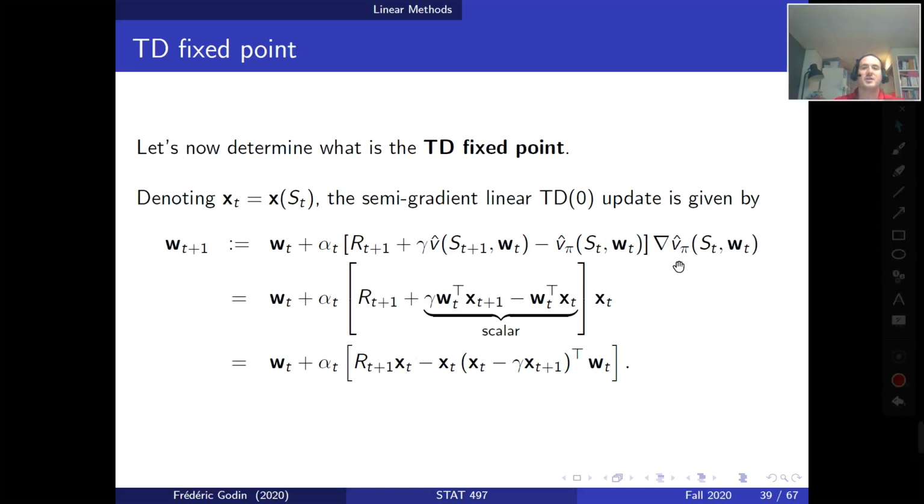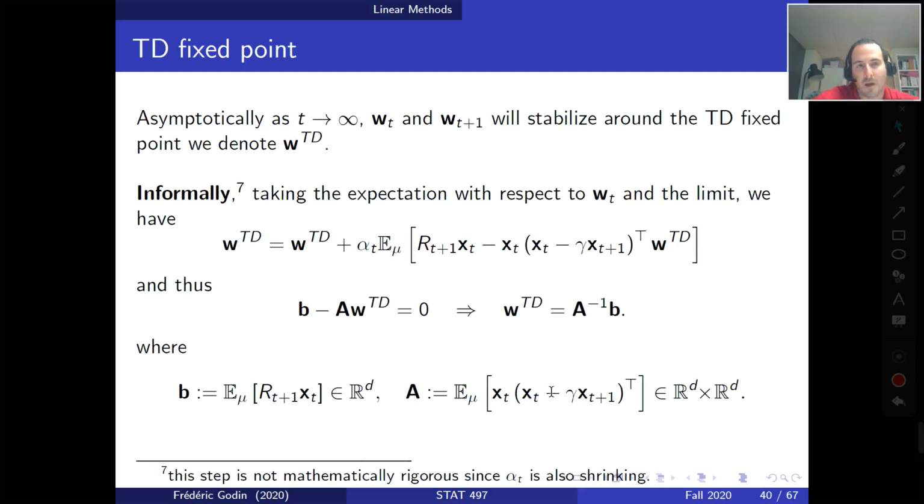Okay, so this is just reformulating the semi-gradient update rule when we use a linear approximation for the value function. So what happens is, if we do have convergence, eventually the W t's should stabilize around some given value. And we said that the point towards which the approach converges, if it does converge, is called the TD fixed point.